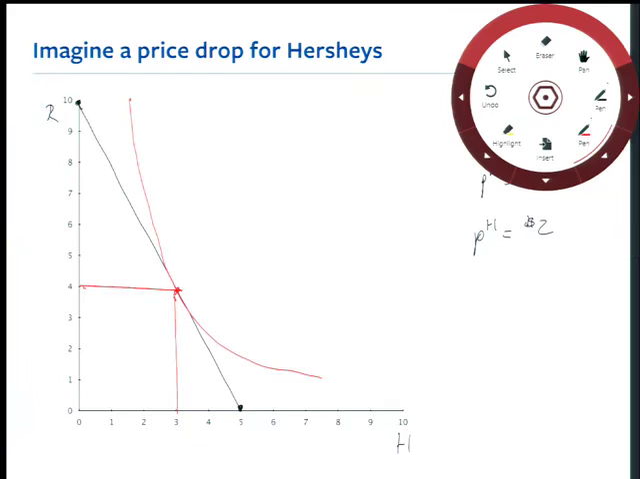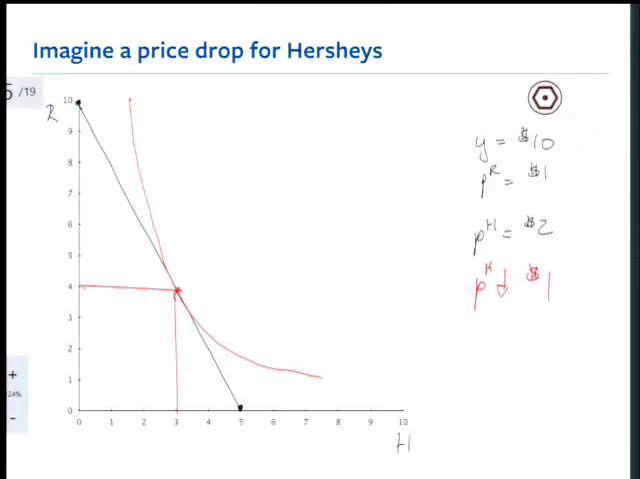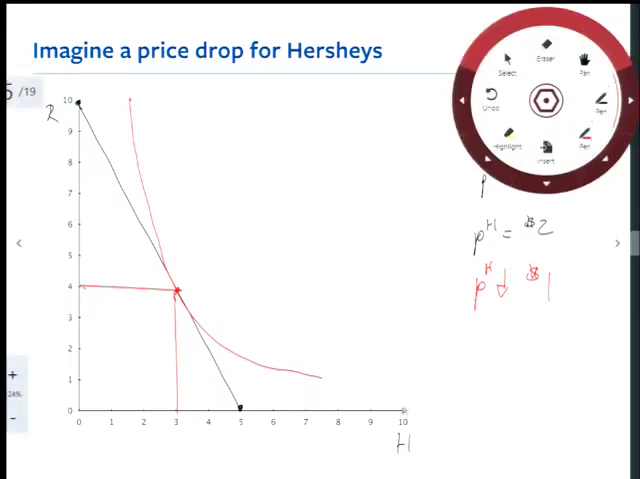So what am I going to do now? I am going to drop the price of Hershey's. I'm going to drop the price of Hershey's to, let's say, $1 a bag. So what happens to my budget constraint? Stays the same on the y-axis, right? I can still afford the same number of Reese's, but it rotates out on the x-axis. Where does it rotate to? It rotates to this point, right? I can now afford 10 bags of Hershey's. Okay, there we go. Here's my new budget constraint.